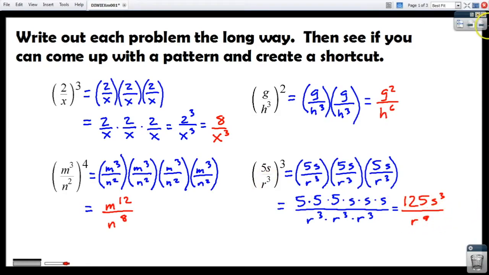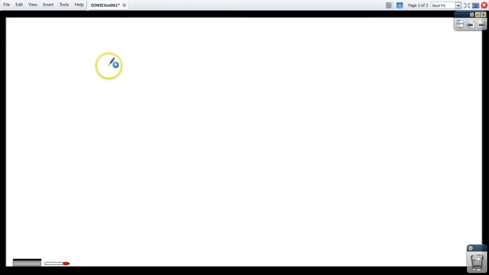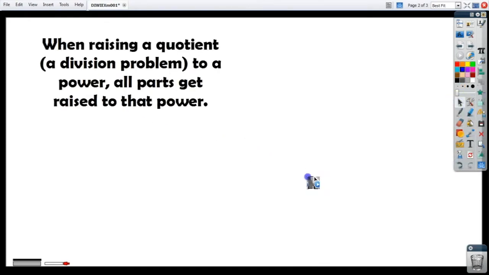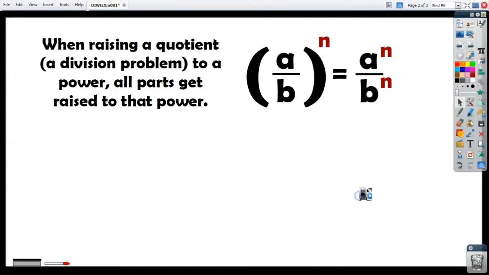And so hopefully what you came up with is this concept that, much like putting a multiplication problem to a certain exponent, we can put a division problem to a certain exponent, and we get this rule. When raising a quotient or a division problem to a power, all the parts of that division problem get raised to that power. And if we say that algebraically, we get this.